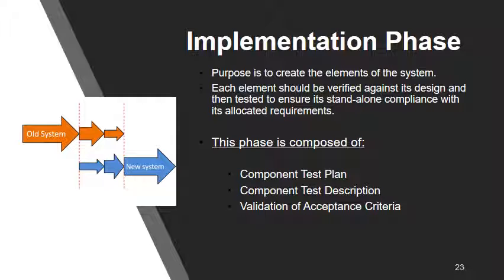For our case, it should allow for the team to evaluate the use of functionality and ease of use by evaluating scenarios that involve the use of the interfaces and to conduct simple test cases that the user is more than likely to encounter. This phase is composed of three things: the component test plan, the component test description, and the validation of acceptance criteria.